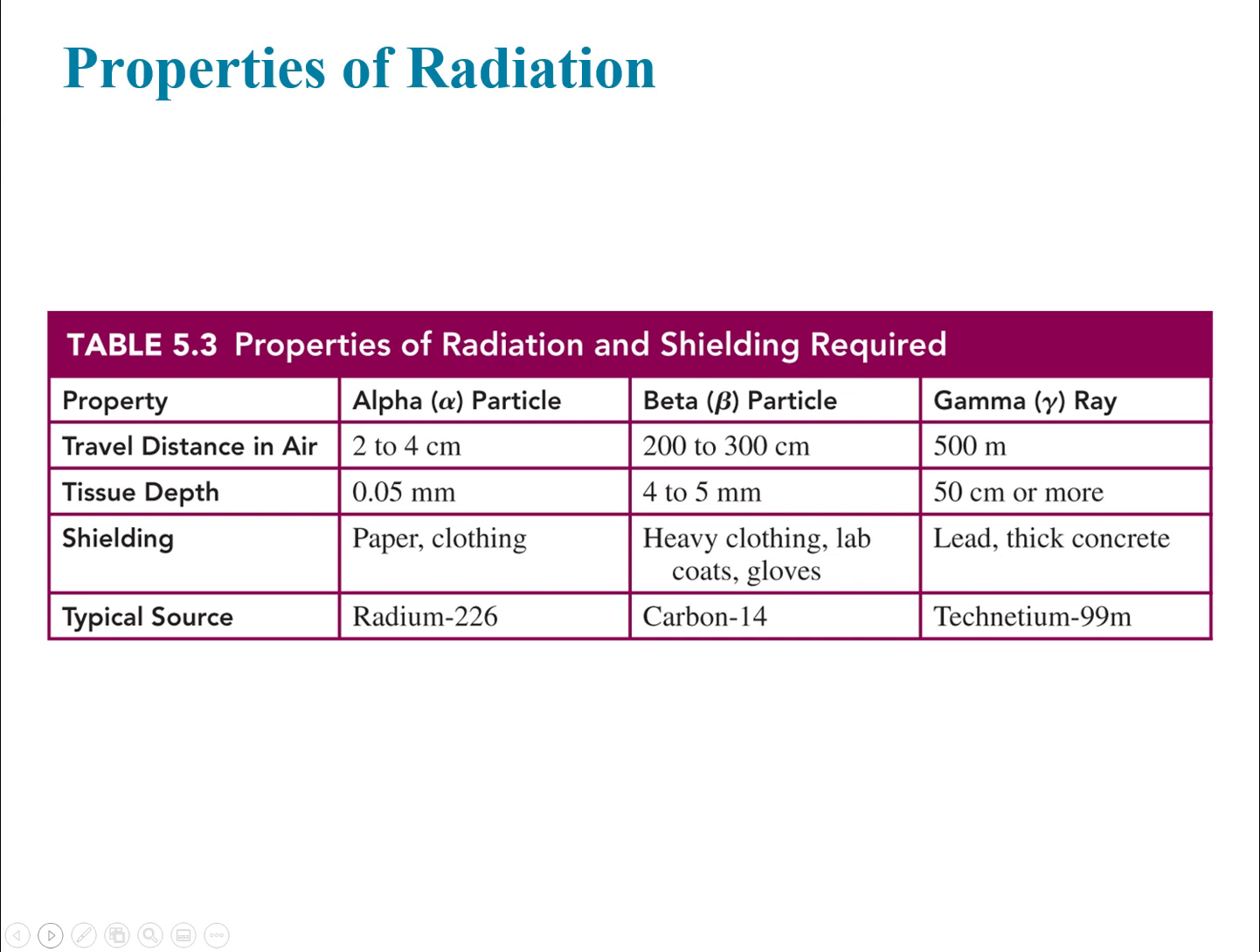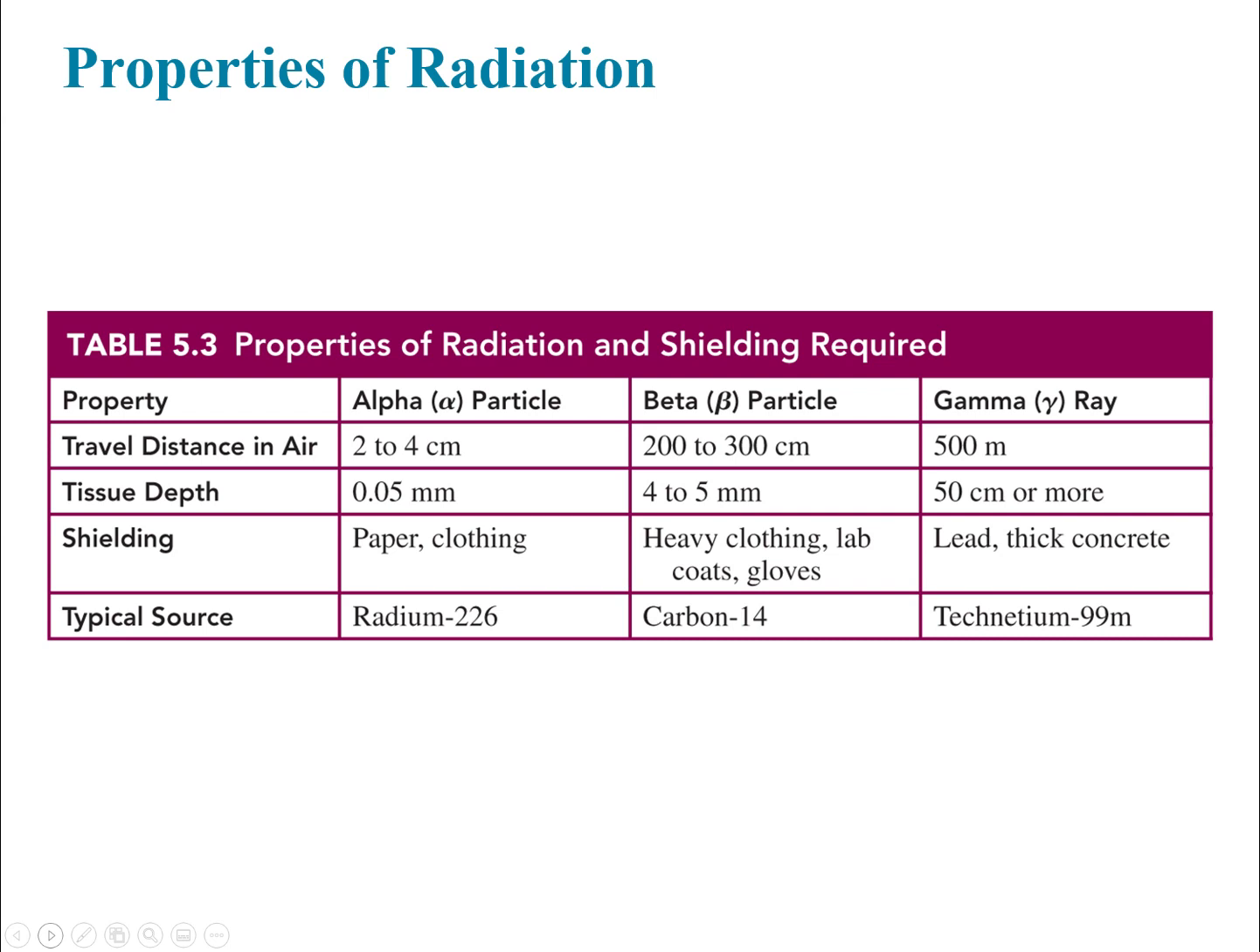Alpha particles are big. So it's a helium atom. They do not travel very far. They don't travel far in air, and they don't penetrate very far through tissue. So you need pretty minimal shielding for alpha particles. They literally can be stopped by paper or just the clothing that you're wearing. You don't need any special protection.